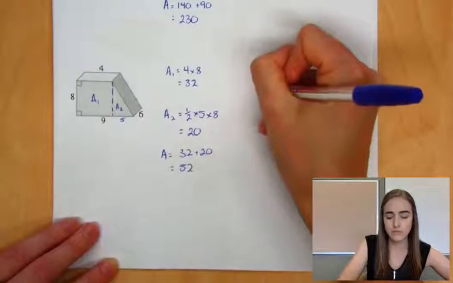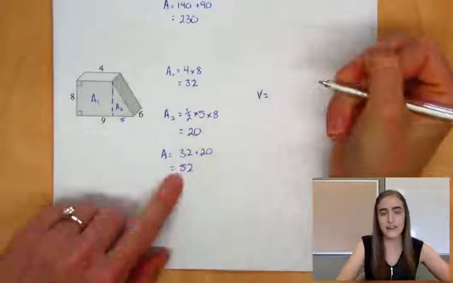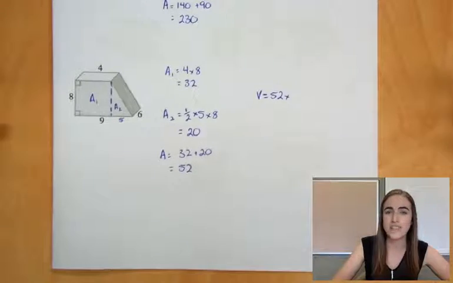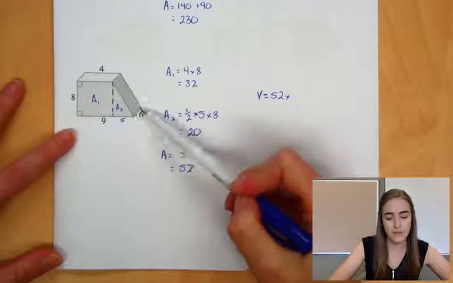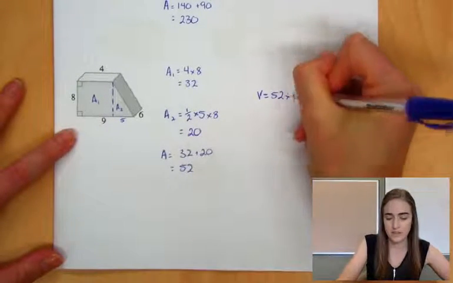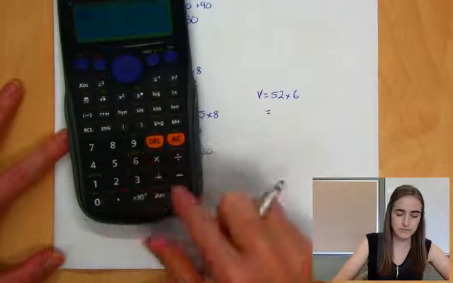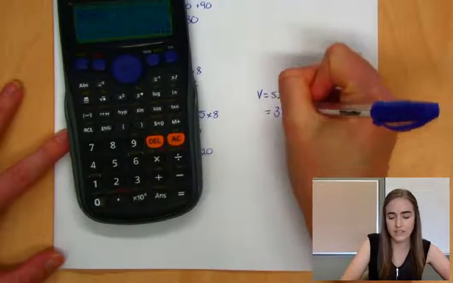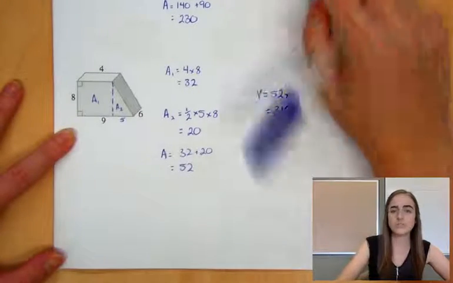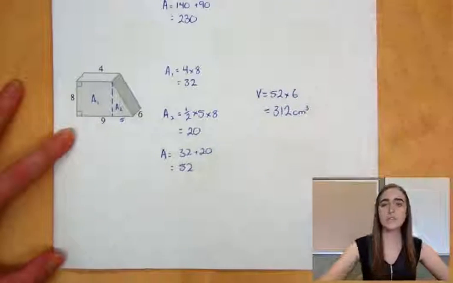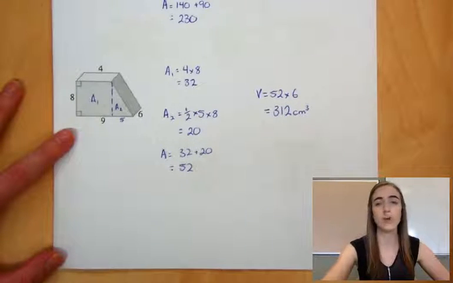So to find the volume then, the volume is going to be that area of the base, so 52, times the height or depth of that shape, so that would be our 6 there. So we're going to have 52 times 6, which gives us 312. And again, all units are in centimetres, so centimetres cubed. So that's two examples of finding the volume of composite prisms.